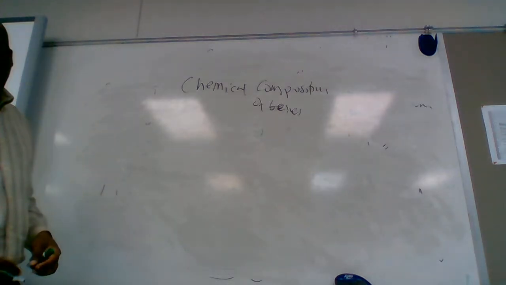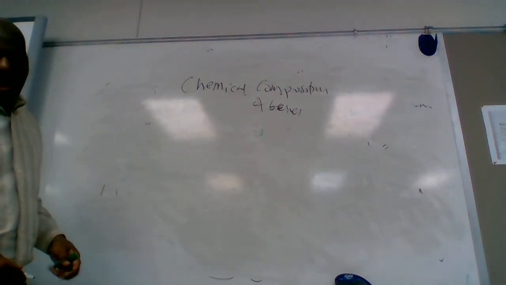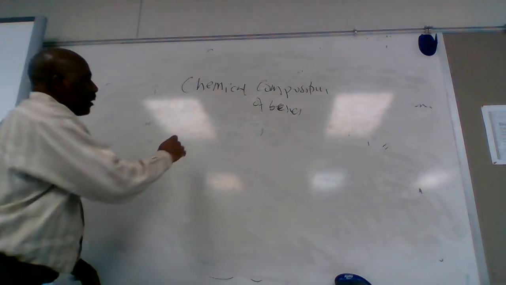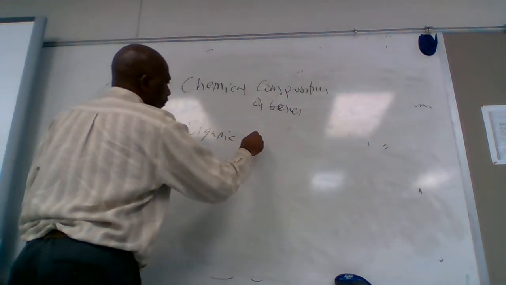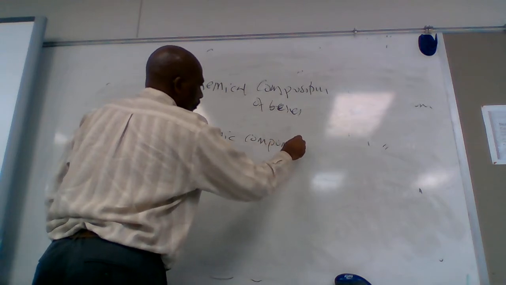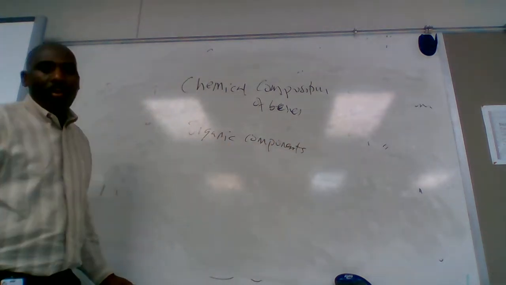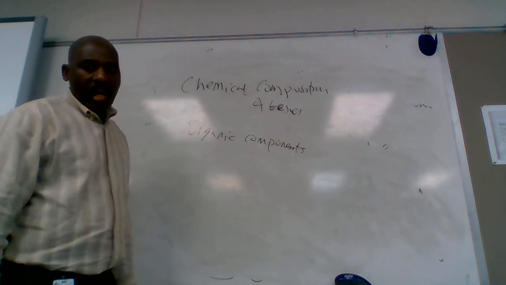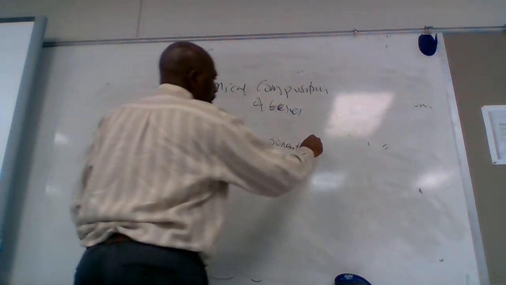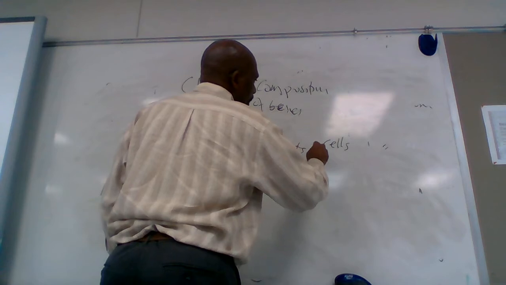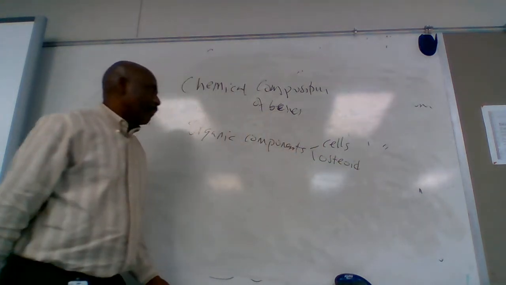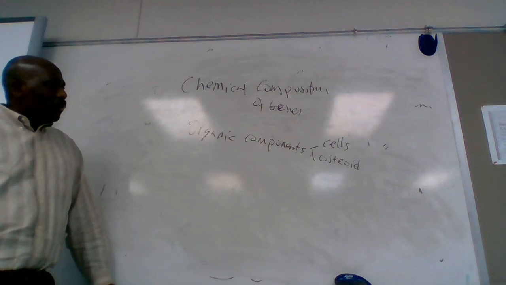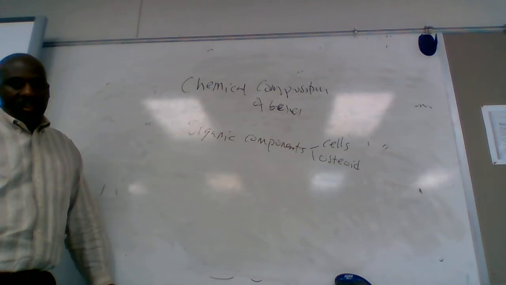Chemical composition of bones. We'll start with the first one. Let's look at the organic components. Organic components of bone: we have cells and osteoid. So we have two main forms of organic bone components. We have the cells and then we have the osteoid.